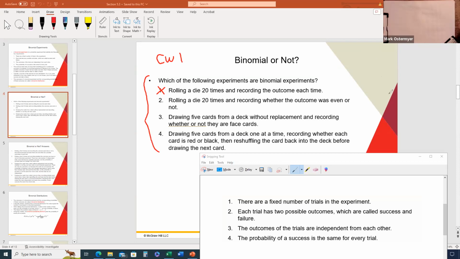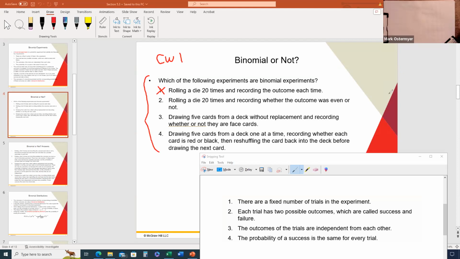Is that a binomial experiment? Well, yeah, let's check it out. Number one, are there a fixed number of trials for this experiment? The answer is yes. We're rolling the die 20 times.